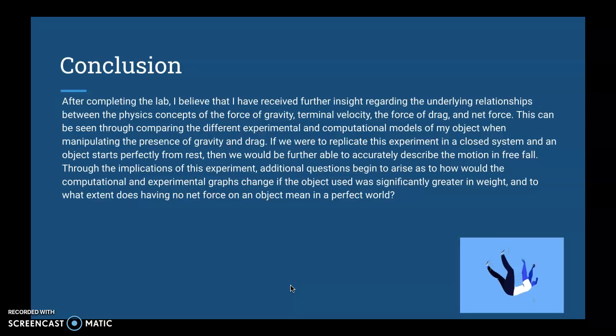Through the implications of this experiment, additional questions begin to arise as to how the computational and experimental graphs would change if the object used was significantly greater in weight, and to what extent does having no net force on an object mean in a perfect world?